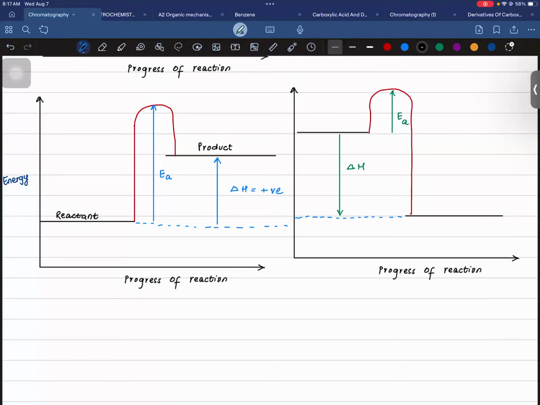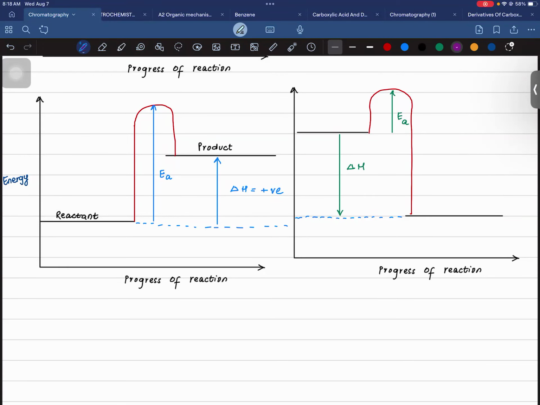Why? Endothermic system requires energy, they have to gain energy. If you are not going to provide any energy to that system, the reaction is not going to start. The reaction will not be starting unless you are providing energy. So that's why to start these reactions, they require higher energy as compared to an exothermic system.